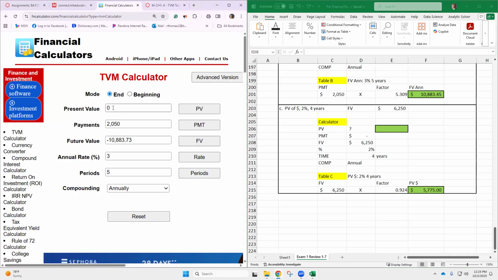Let me try this on the calculator now. Okay, the payment is zero, we're looking for the present value. We want it to be 6,250 in the future. Payments get a 0, future value 6,250. I entered an interest rate of 2%, and I'm only giving it 4 years. So there it is, 5,774.03.